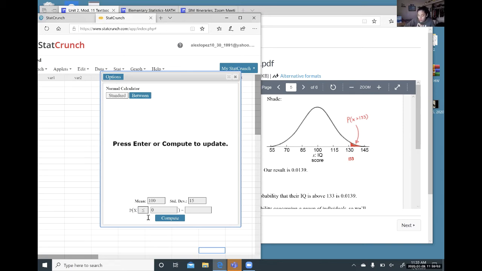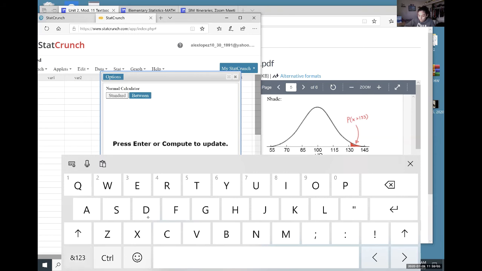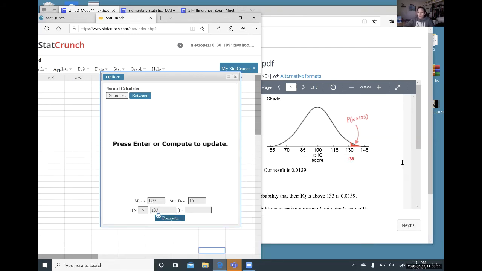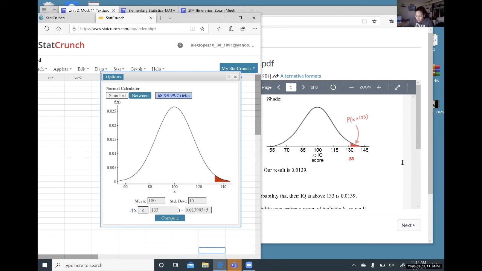I don't know why mine's not letting me. 133. And then you would press compute. Now, make sure you change this to greater than. Oh, there you go. Perfect. And so we get the result is 0.0139, which is exactly what the textbook has, right?